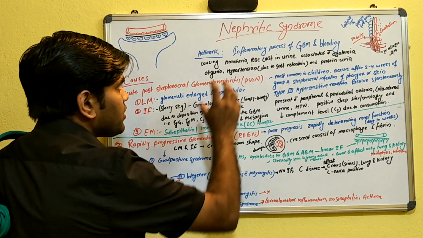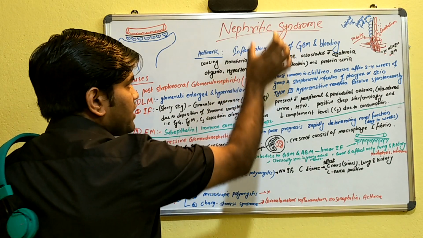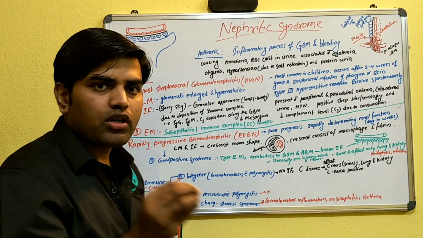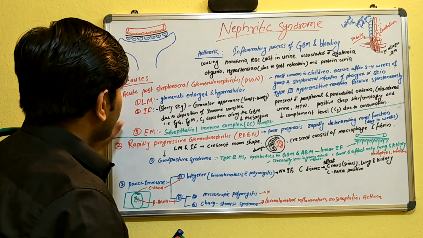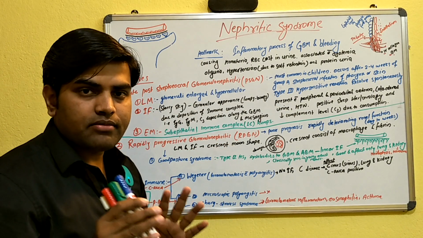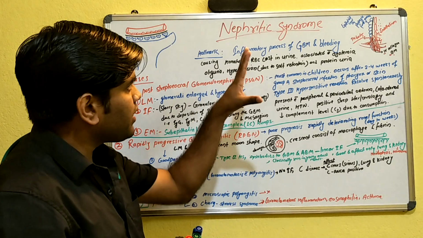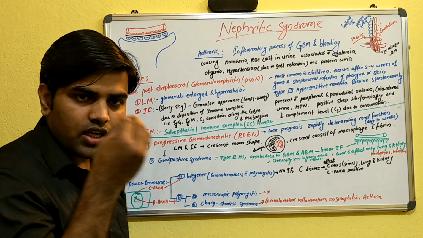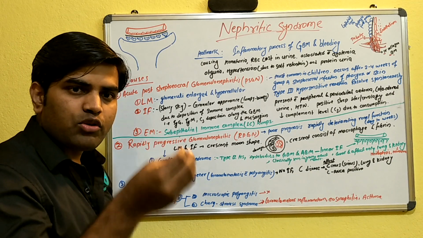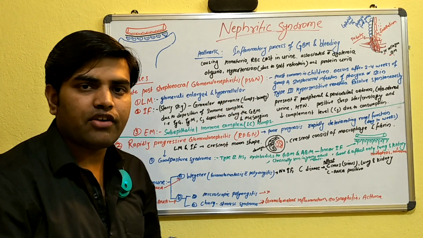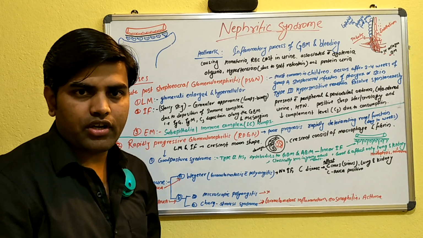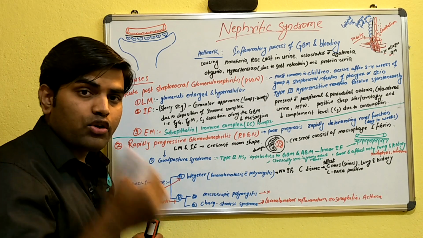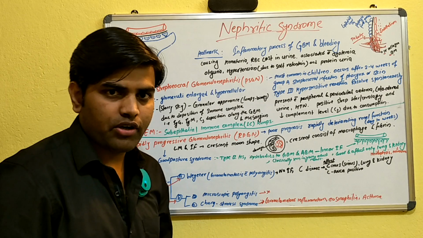So it is necessary not only to diagnose the nephritic syndrome, but we need to know what the cause is. That is more important. The diagnosis of nephritic syndrome is very easy, you can easily diagnose it. But what are the causes, and which cause is responsible for this nephritic syndrome, is mainly important, and we need to know that in detail.